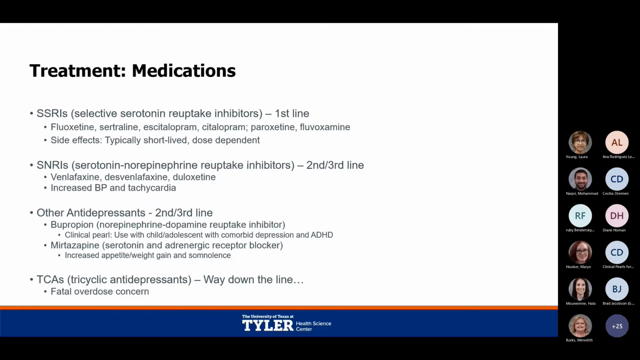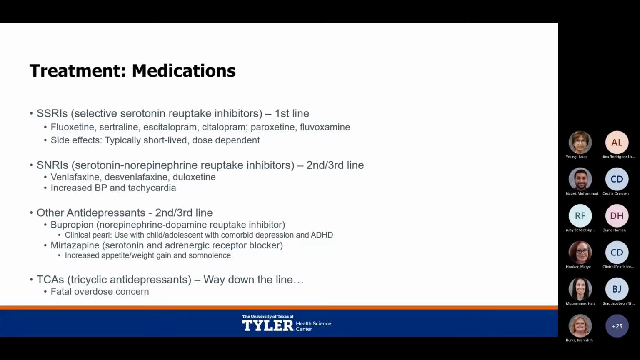Other antidepressants, which are second or third line again, are bupropion, which is a norepinephrine dopamine reuptake inhibitor. This one you can utilize and could be more beneficial in a child or adolescent who has comorbid depression and ADHD, since bupropion is approved to be utilized as an ADHD treatment. So if you have someone that you don't want to do multiple medications on, and they have both depression and ADHD, this may be a treatment option that you choose for them.